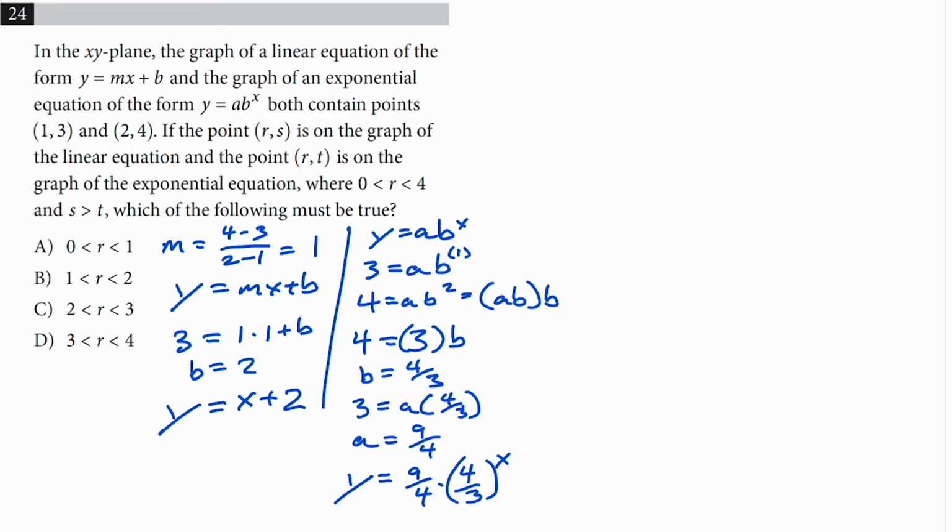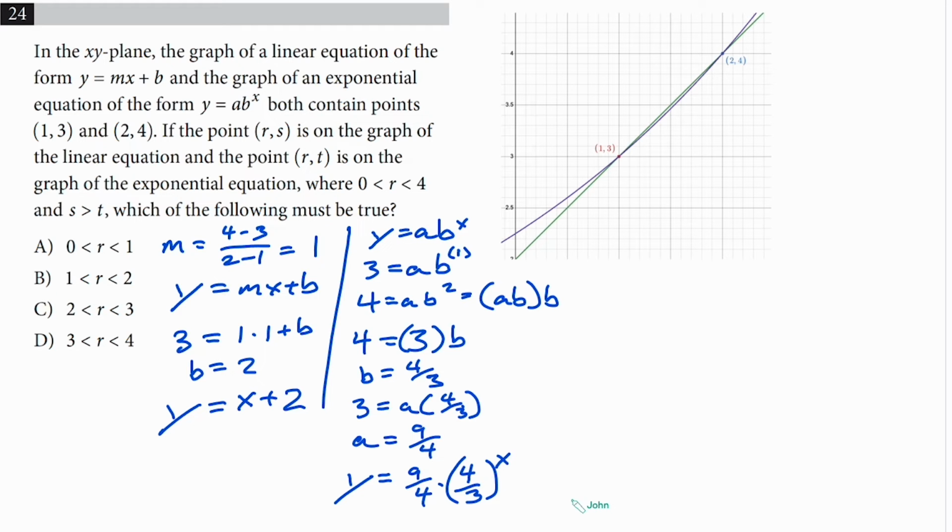When we plug these two into Desmos, we see that the linear function is greater than the exponential function between 1 and 2, so the answer is B. Now, I wouldn't have done it this way on the exam. This approach took a long time because we found more information than we needed.